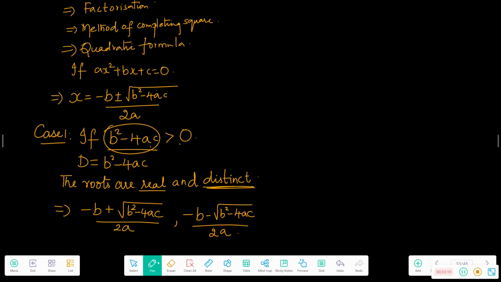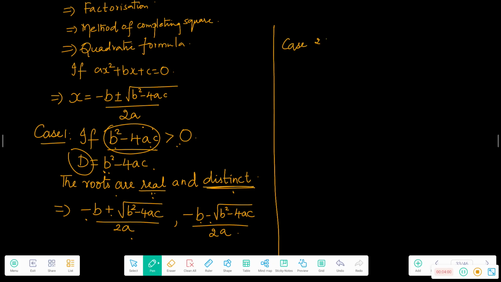So here b square minus 4ac is called the discriminant. The discriminant is found to find out the nature of the root. So to find the nature of the root, we need to find the discriminant first. Now what is discriminant? Discriminant is given by b square minus 4ac. If the discriminant value is greater than 0, then we can tell the roots are real and distinct, and the roots are given by the formula minus b plus under root of b square minus 4ac by 2a and minus b minus under root of b square minus 4ac by 2a. This is case 1.